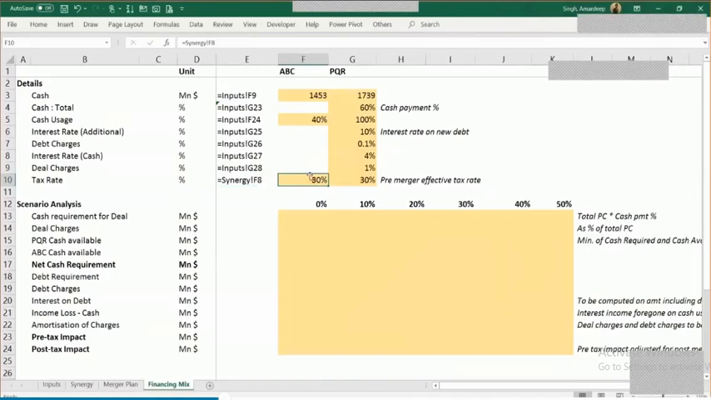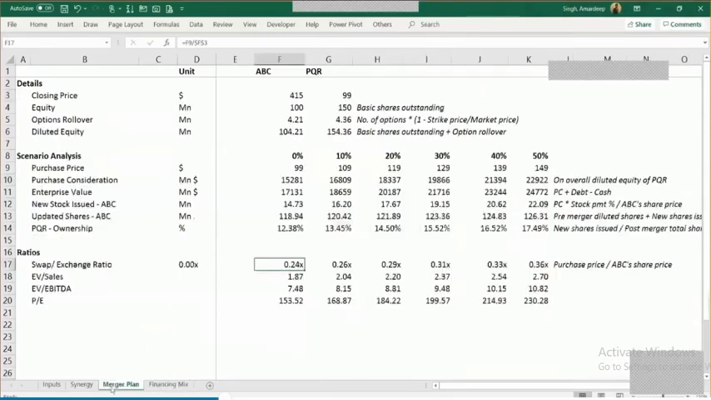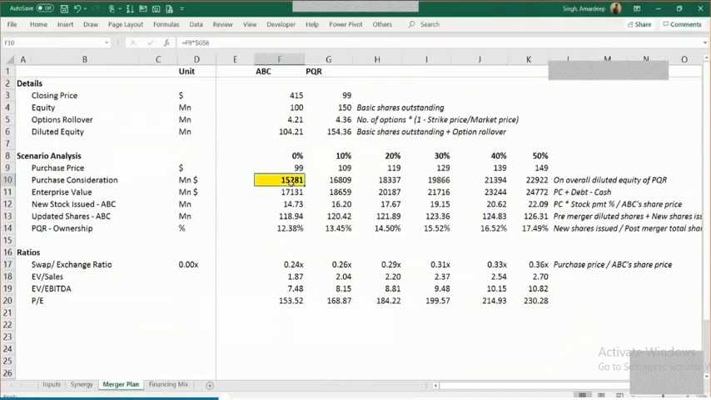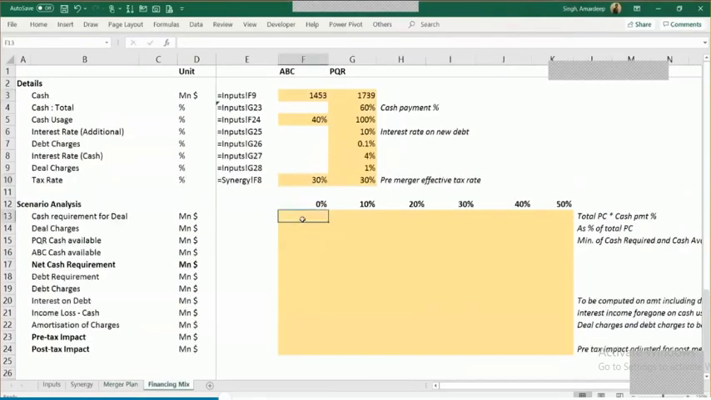Now, let's proceed. What I was talking about in the previous sheet, when I was discussing this fact, is the total purchase consideration. The total purchase consideration is, let's say, 15,281. Let me just highlight that in a separate color. 40% of this, we are making the payment in the form of stock, and 60% of this we are paying in cash. So this is what the 60% cash payment indicates.